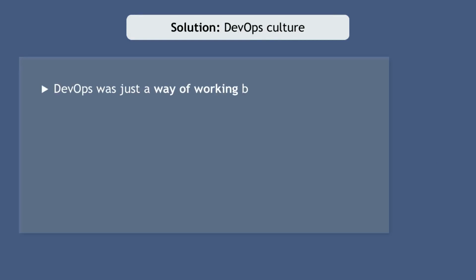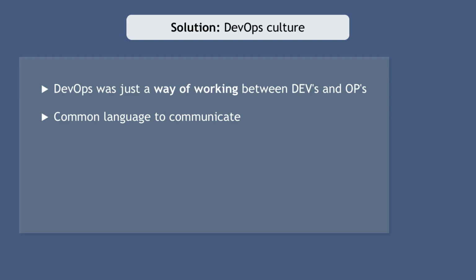Initially, DevOps was just a concept, just a culture, a way of working between the developers and the IT operations. Now you probably already know DevOps engineer as a job title, but initially it was just a way of working to make sure the developers and IT operations found a common language to communicate with each other.